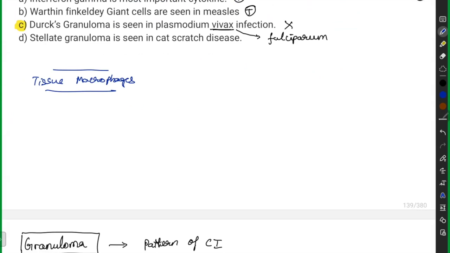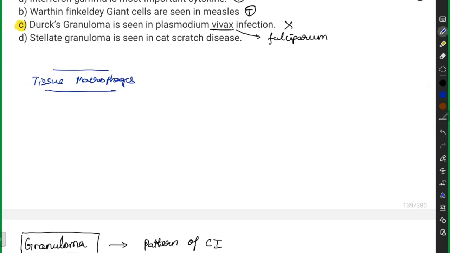In the spleen, we call them littoral cells. In the CNS, microglia; synovium, type A lining cells; bone, osteoclast; lung, alveolar macrophage, or we call them dust cells; lymph nodes, sinus histiocytes; placenta, Hofbauer cells; kidney, mesangial cells. All these are tissue macrophages.